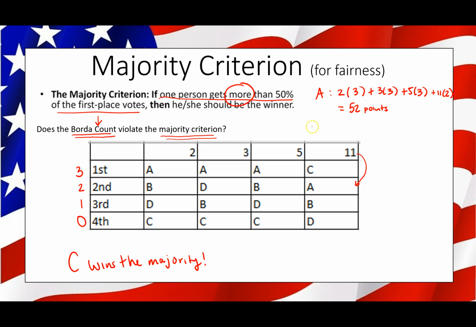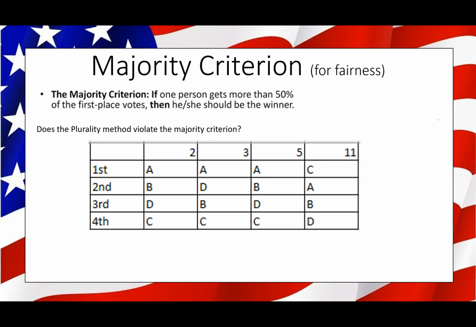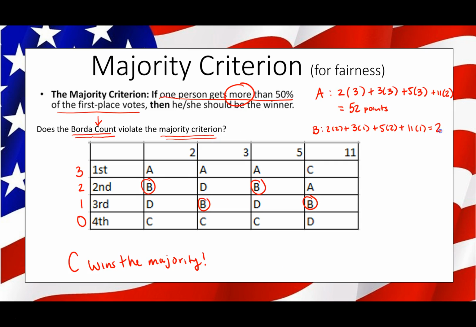Okay, now let's go ahead and let's find B. Okay, so B is gonna get 2 people 2 points, 3 people 1 point, 5 people 2 points, and 11 people 1 point. How many points does B get? I count 28 points. Okay, how about C?